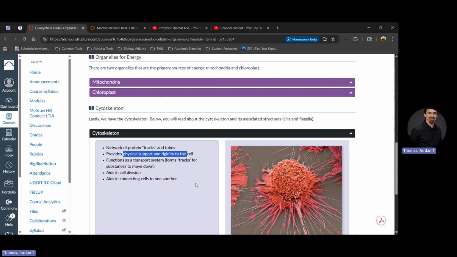Cytoskeleton is very similar. It provides that physical support. It provides that rigidity to the cell. It also aids in cell division. Whenever that cell divides, the cytoskeleton plays a big role. And it aids in connecting cells to one another. So the cytoskeleton, again, is kind of the skeleton of the cell. It provides the physical support and rigidity, but it also helps with moving things around, cell division, and connecting cells to one another.